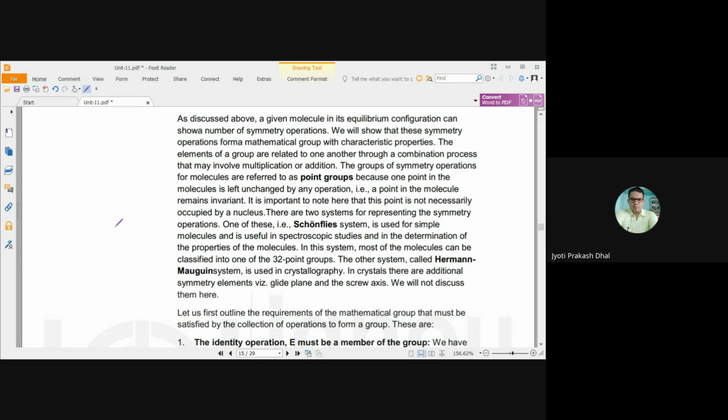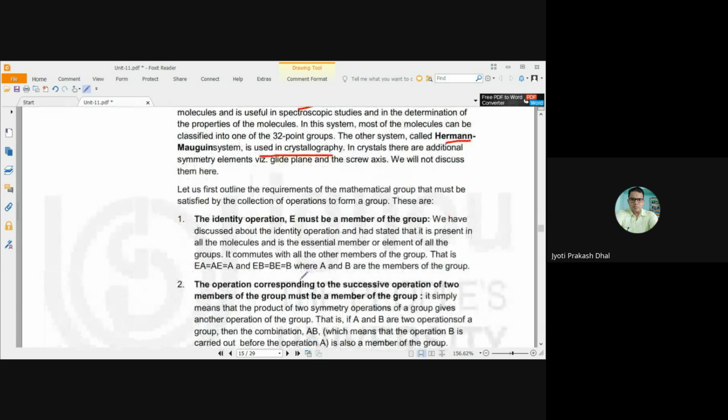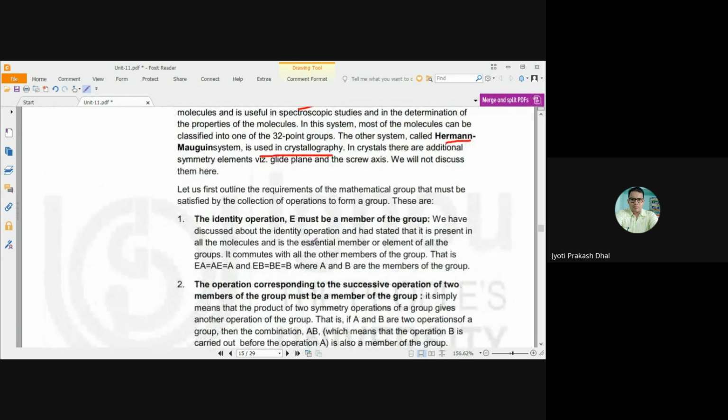There are two systems for representing the different symmetry operations. The first one is Schoenflies symmetry, and the second one is Hermann-Mauguin symmetry. That is called HM symmetry, and this HM symmetry is particularly used in solid state, that is, for crystallography, and Schoenflies symmetry is used for gaseous molecules.